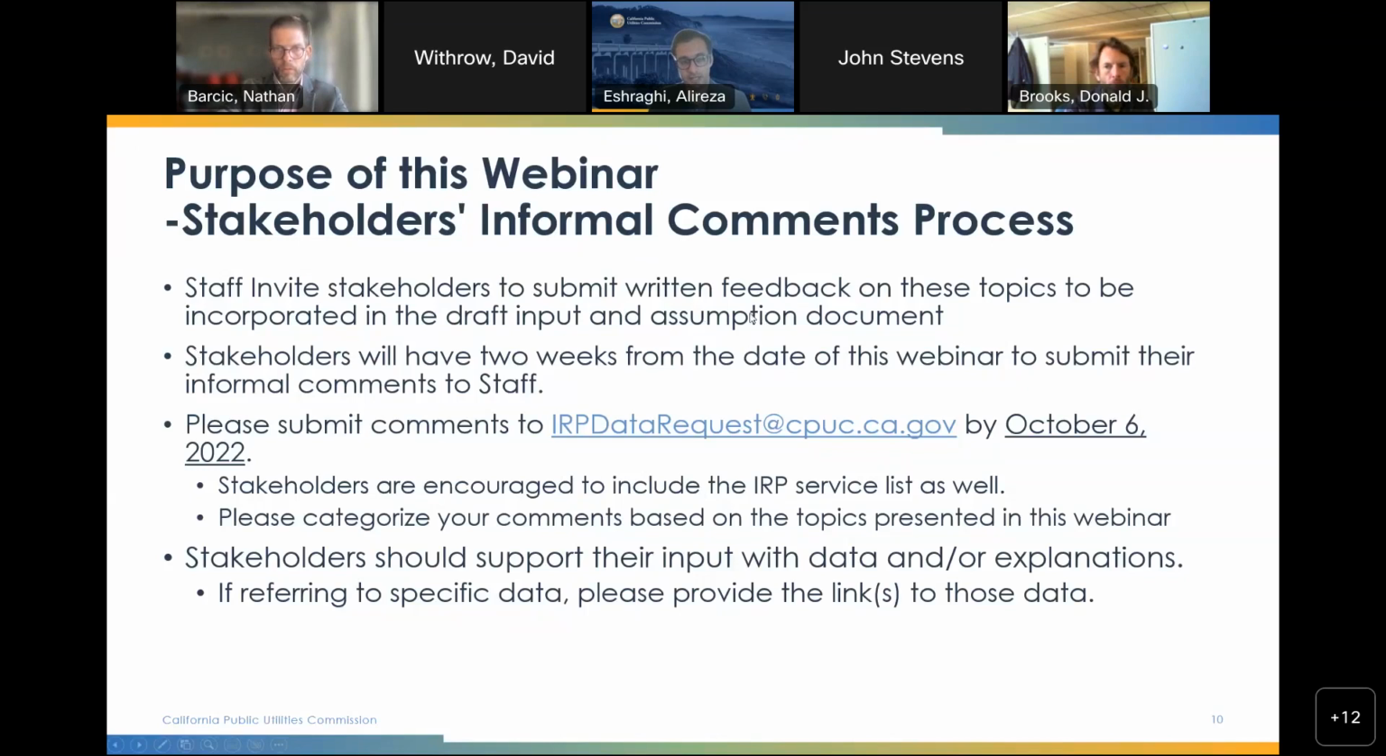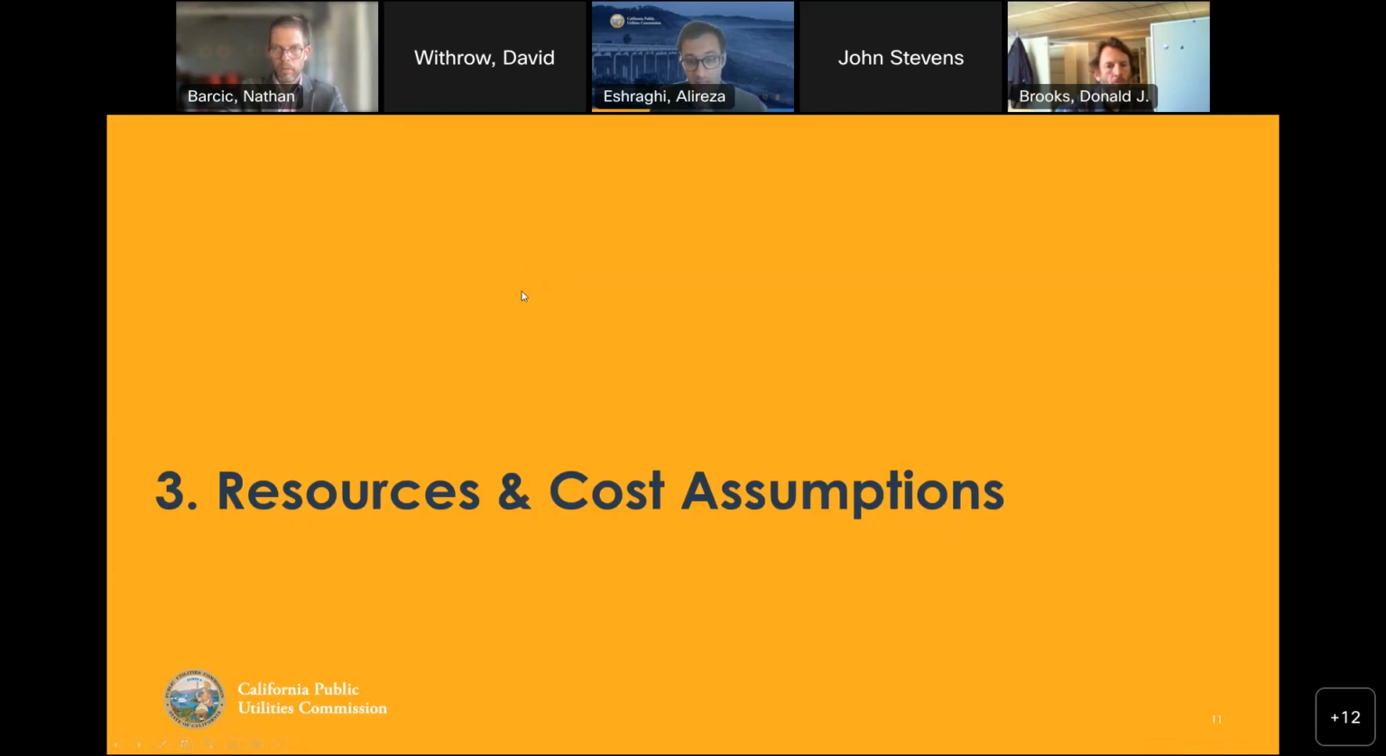And finally, please support your inputs with data and explanations. And if you're referring to specific data, please provide the links to those data. That would help us in our review and evaluation process. With that, we can move on to the specific topics, starting with resource and cost assumptions. And I pass it to Mengyao to kick off this section.